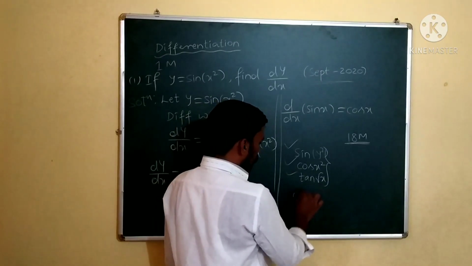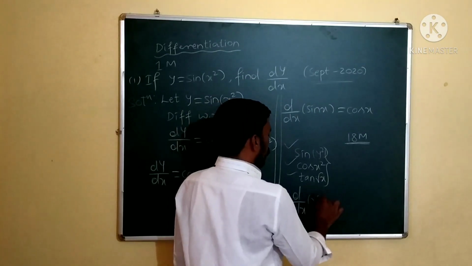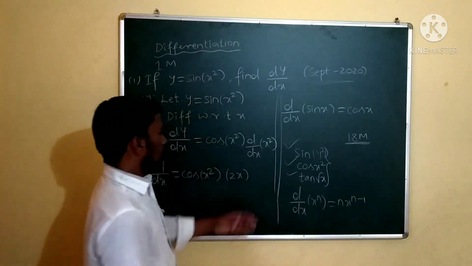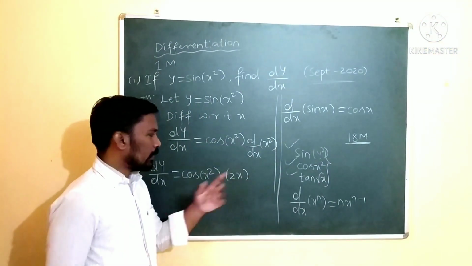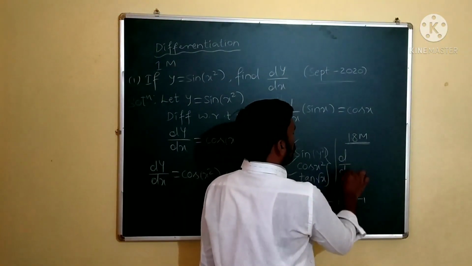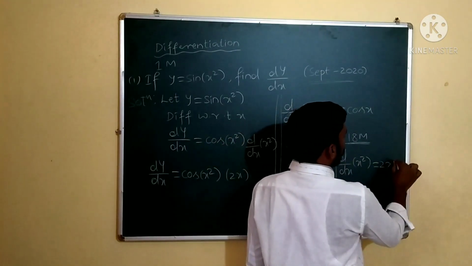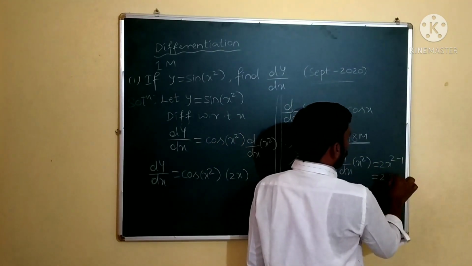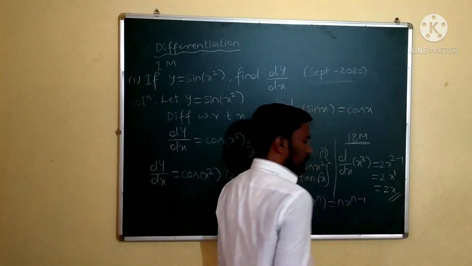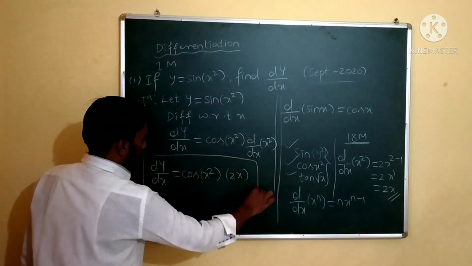You know the first formula of differentiation: d by dx of x to the power of n is equal to n into x to the power of n minus 1. So d by dx of x to the power of 2 is 2 into x to the power of 2 minus 1, which is 2x. This is the derivative of the given function.